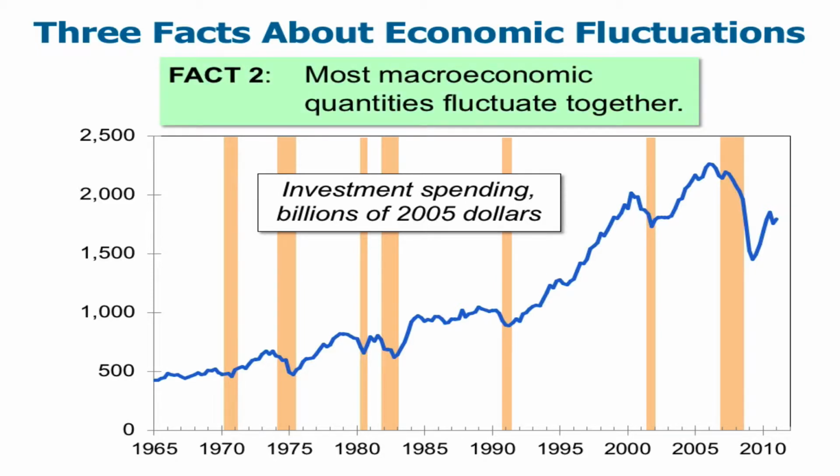Fact two. Macroeconomic quantities, the consumption, the investment, the savings, the government spending, the net exports, they all tend to move together. When one is depressed, the others are also depressed. Okay? So now your graph isn't showing you GDP, it's showing you investment spending, the I portion of GDP, and the recession bars are still there. So do you see how they correlate?